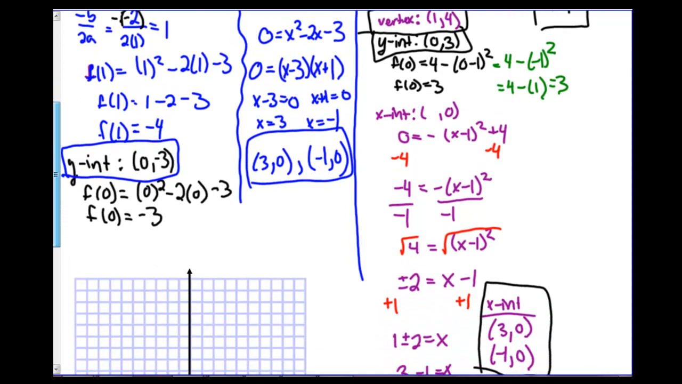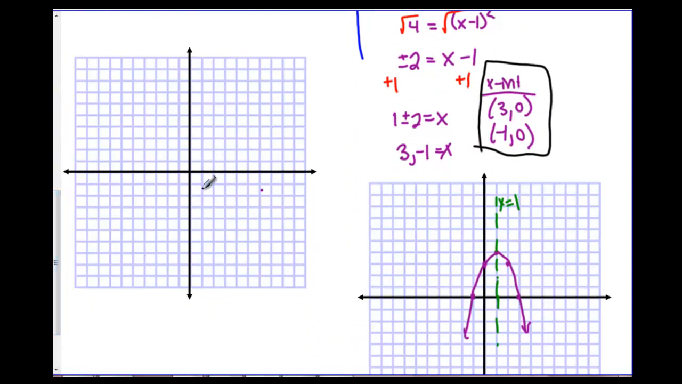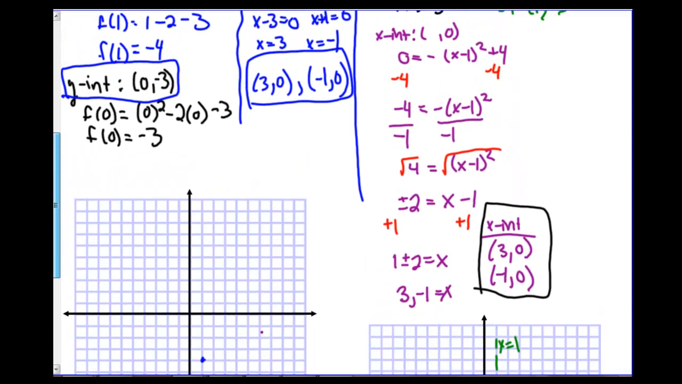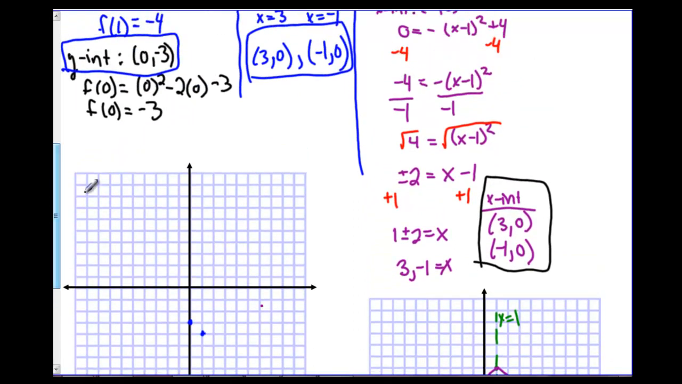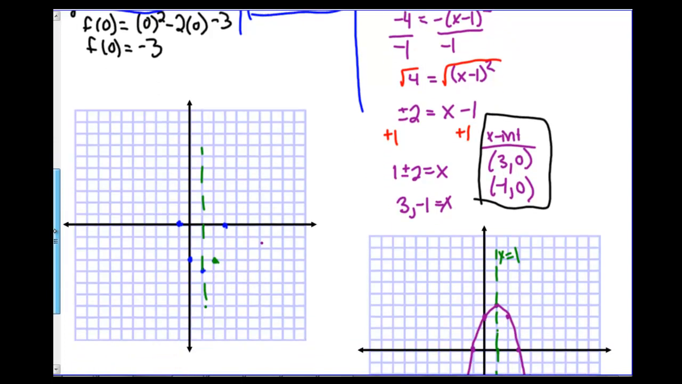All right, let's graph this guy really quickly. So we have 1, negative 4. And then we have our y-intercept at 0, negative 3. We have our x-intercepts at 3, 0, and at negative 1, 0. Because I know that this thing's symmetric, I can put another little dot right here. This is our little bonus dot from knowing that this thing's symmetric. And our axis of symmetry is just going to run straight through the vertex. Can you guys see that it's going to be a parabola that faces up? Okay, good.